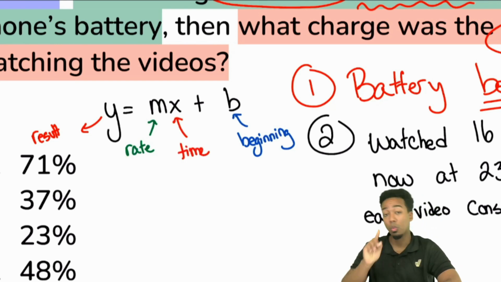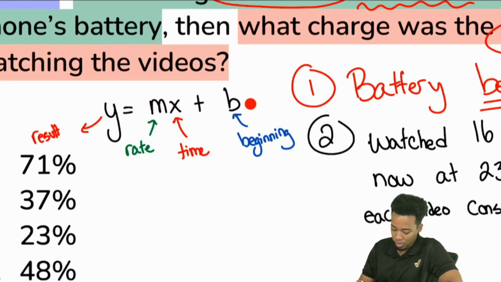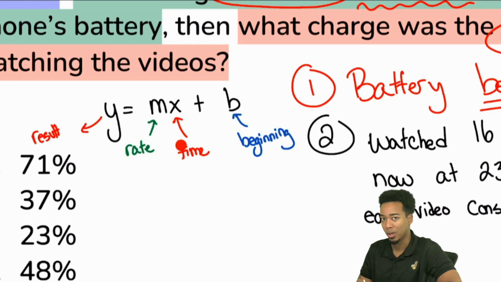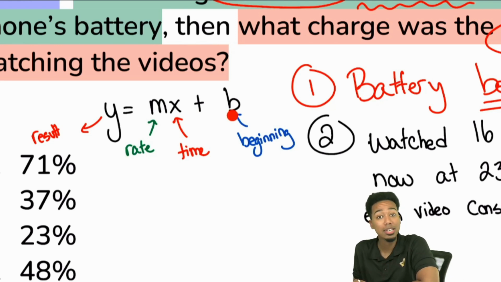So just to review it one last time before I continue here, watch this. y equals mx plus b. Your y, that's going to be the result. m is the rate. x is the time it takes to get to the result. And b is where you were at in the beginning. And if you think about it, this does make a little bit of sense. What you have in the beginning plus what happens is what you have at the end.